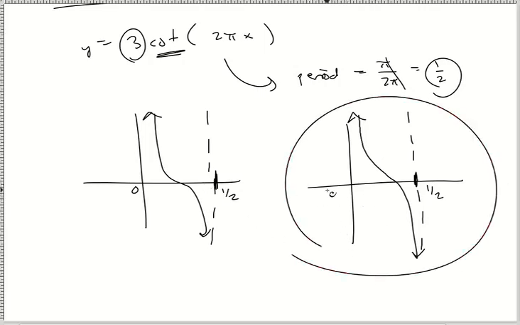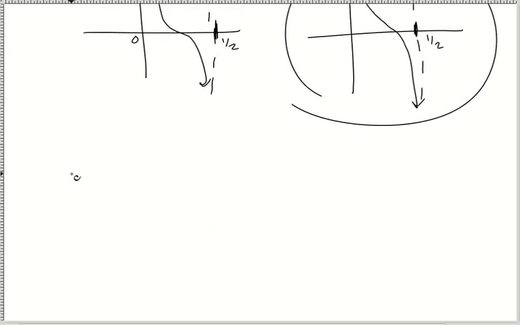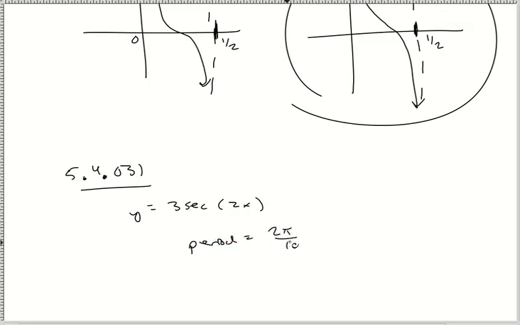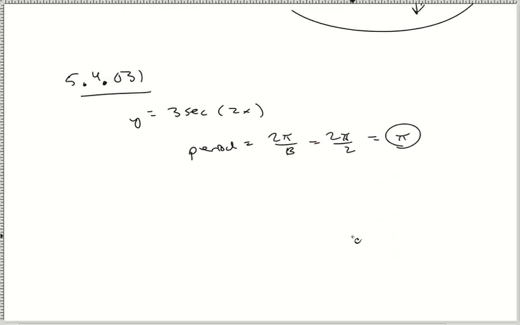I'm just saying. That's a tough little thing, but it looks something like that, okay? Let's do another one. 5, 4, 0, 31. Y is equal to 3 secant of 2x. Notice secant is kind of related to cosine. Therefore, my period is equal to 2 pi over b. 2 pi over 2. The 2's cancel, leaving a pi.